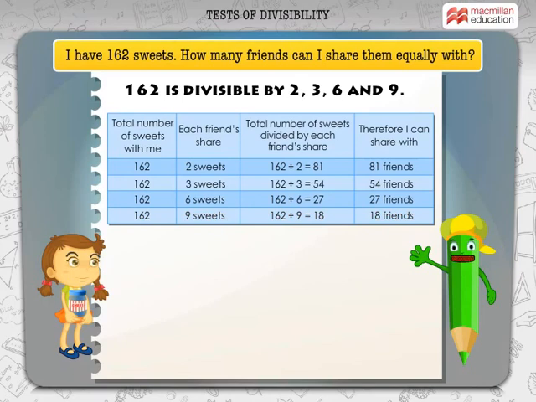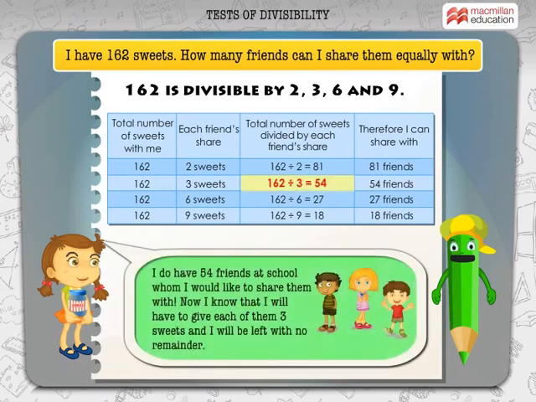But I think eating 6 or 9 sweets each might make them sick. If you share the sweets in any of these ways, you can divide 162 sweets without any remainder. Thank you, Mathwis. This is perfect. I do have 54 friends at school whom I would like to share them with. Now I know that I will have to give each of them 3 sweets and I will be left with no remainder. You are amazingly fast at division.